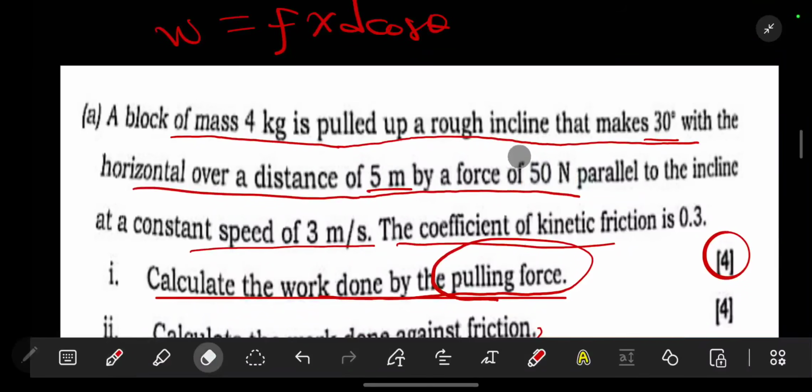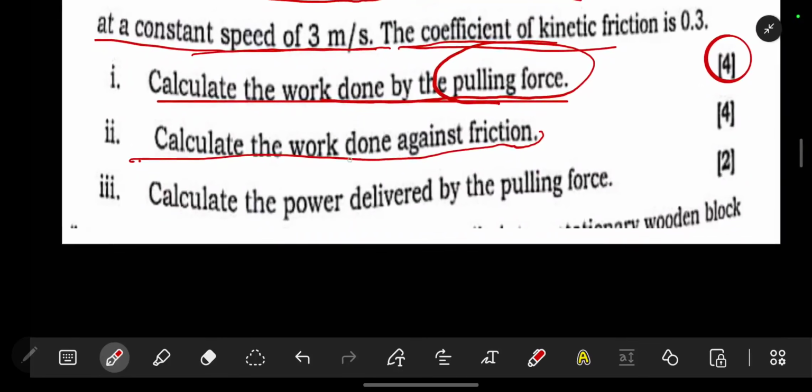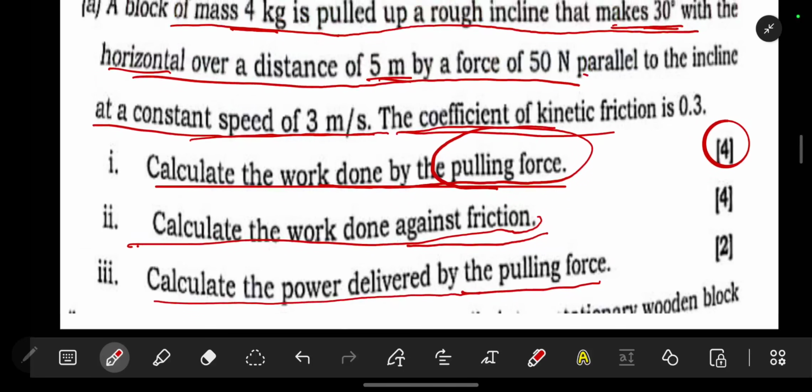We have, let's say, a block of 4 kg is pulled up a rough incline that makes an angle of 30 degrees with the horizontal over a distance of 5 meters by a force of 50 newtons parallel to the incline at a constant speed of 3 meters per second. The coefficient of kinetic friction is 0.3. Calculate the work done by the pulling force. Calculate the work done against the friction. Calculate the power delivered. So first let's deal with the work, then we are going to deal with the power.